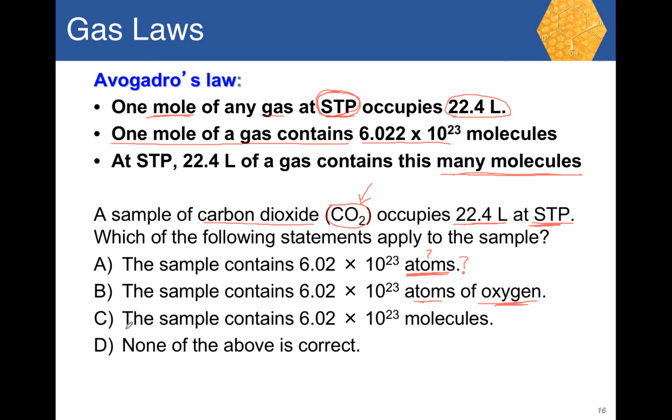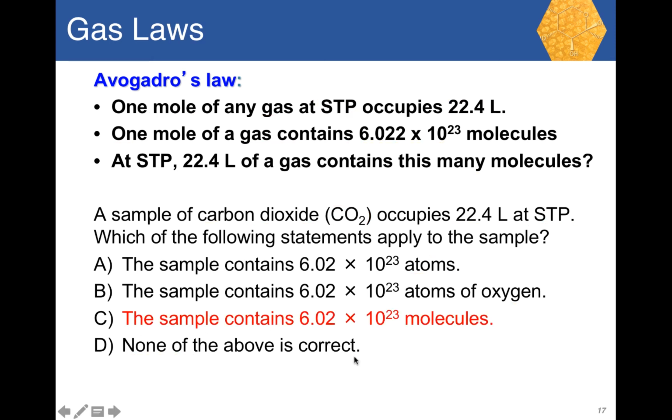Let's look at this one. The sample contains 6.02, or Avogadro's number, of molecules. That sounds like it should be reasonable. Granted, it could have gone further and said molecules of carbon dioxide, and none of the above. So think the choices through carefully and make a selection.